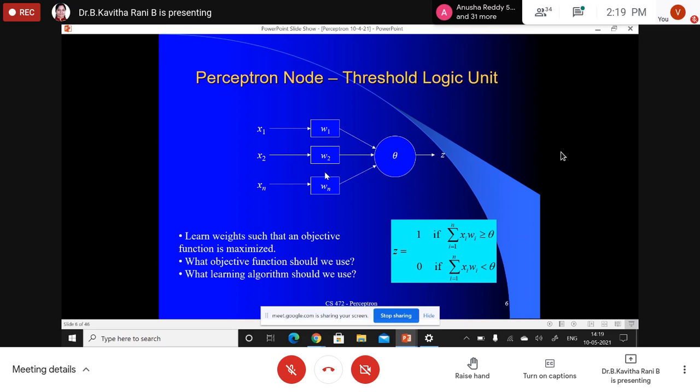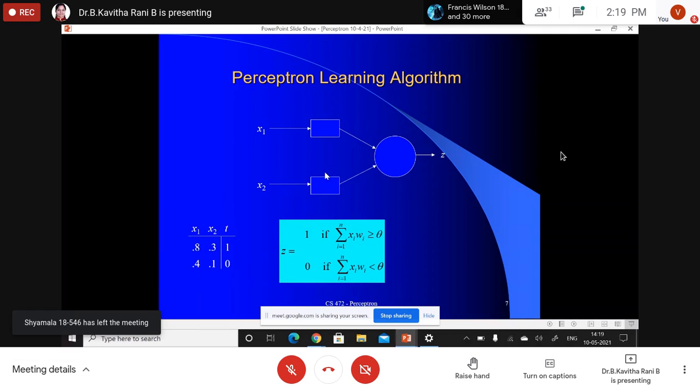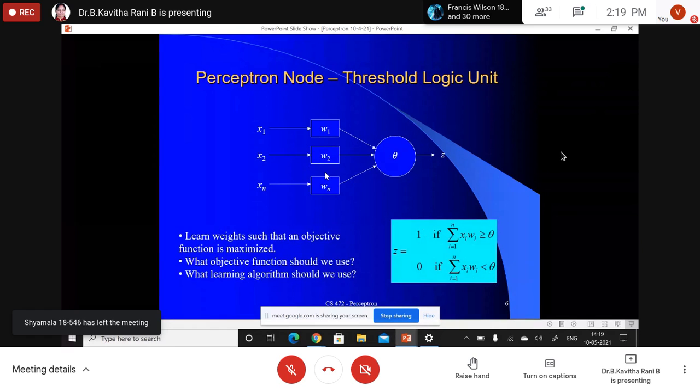So here we learn weights such that an objective function is maximized. What objective function should we use? What learning algorithm should we use? Here we will be using one linear combination. The linear combination is nothing but, I'll show you.